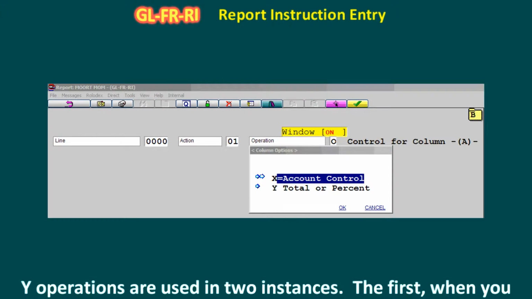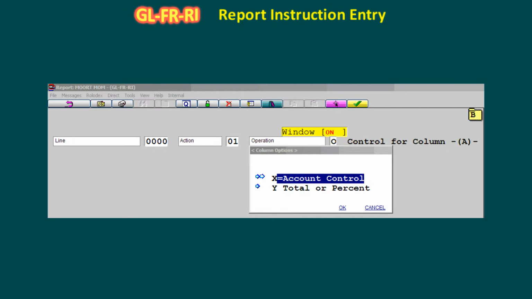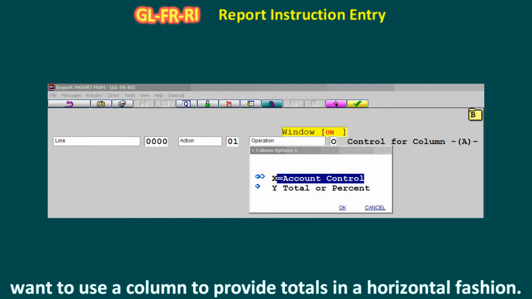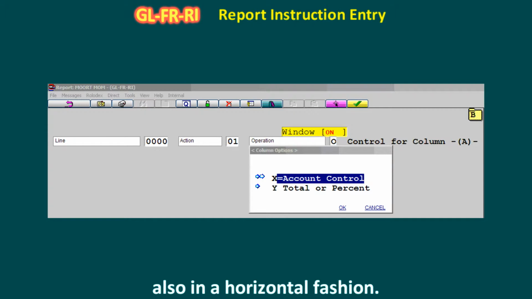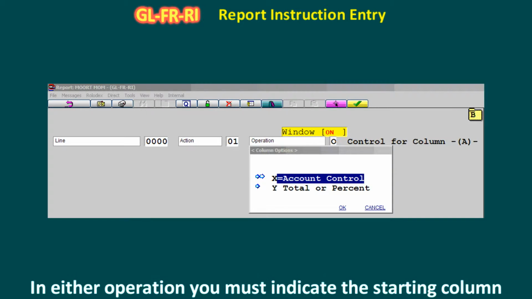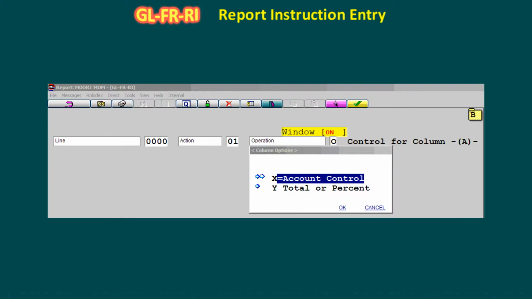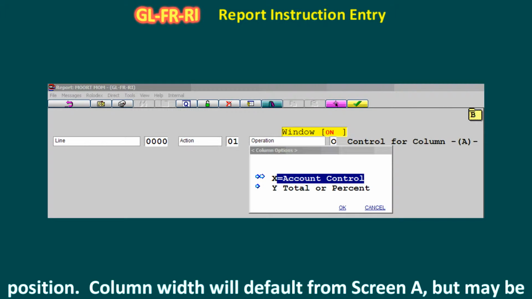Y operations are used in two instances. The first, when you want to use a column to provide totals in horizontal fashion. Secondly, you may use Y operation to calculate percentage, also in horizontal fashion. In either operation, you must indicate the starting column position. Column width will default from screen A, but may be overwritten at any time.